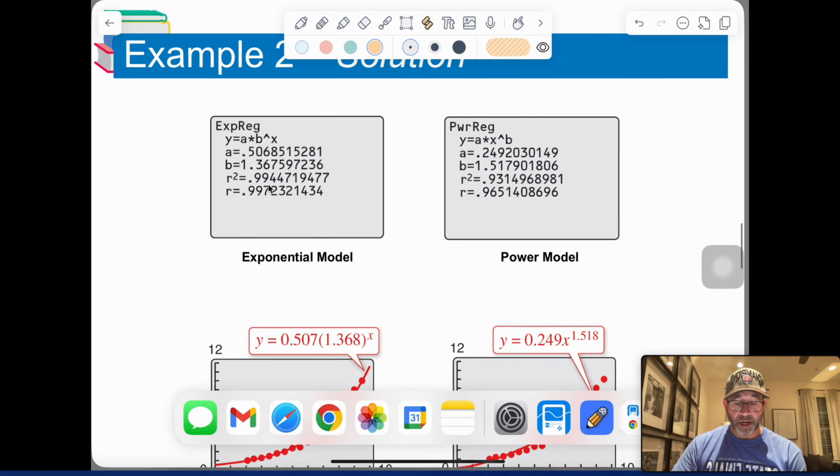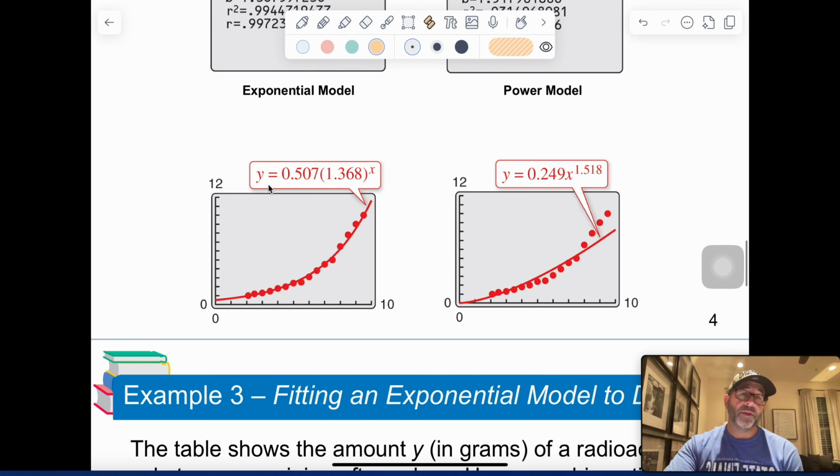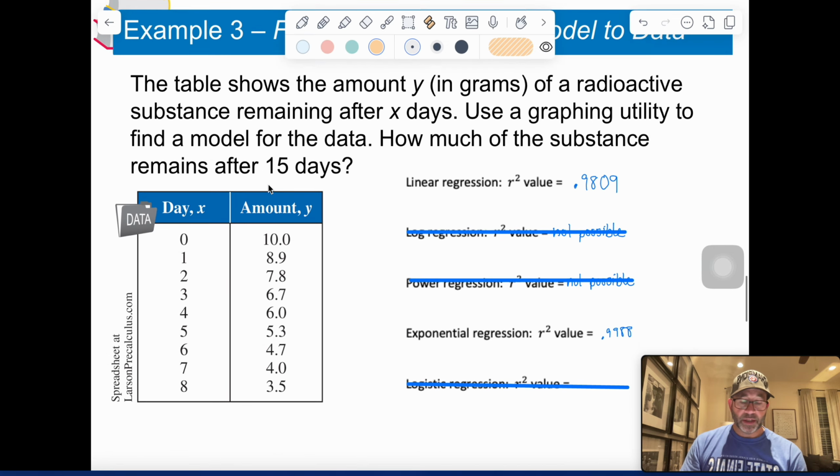So if we look at the graph of this, you can see that one graph clearly seems to fit the data better than the other. Okay, and that's all we're looking for, is the line of best fit. So let's go down here.